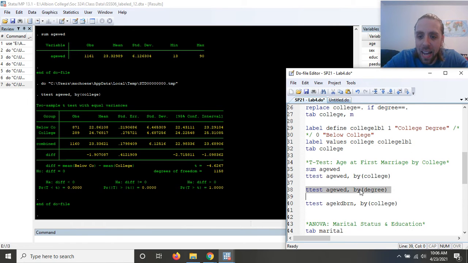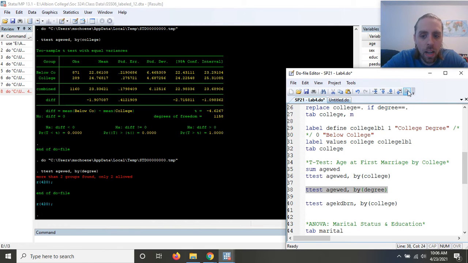Let's take a look at age at first marriage by degree. Can we do that? Degree is the variable that we actually use to create the college variable. Let's run that and see what happens. And you got an error message. Why?